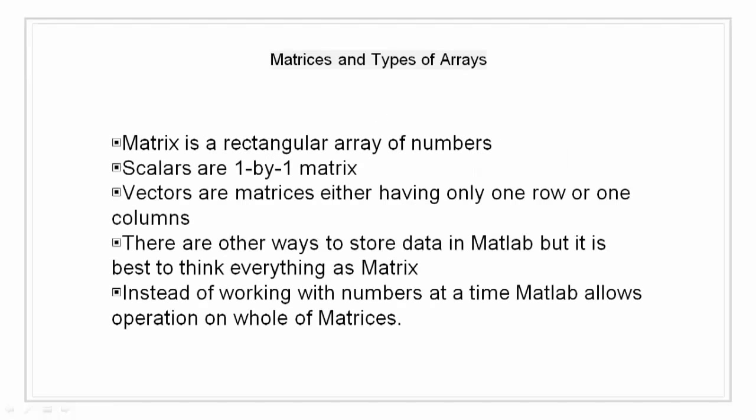In Matlab environment, a matrix is a rectangular array of numbers. Special meaning is sometimes attached to one by one matrix, which are called scalars, and to the matrix with only one row or column, which are called vectors. So basically a scalar is nothing but a matrix with the dimension 1 by 1, and a vector is nothing but a matrix having only one row or one column.